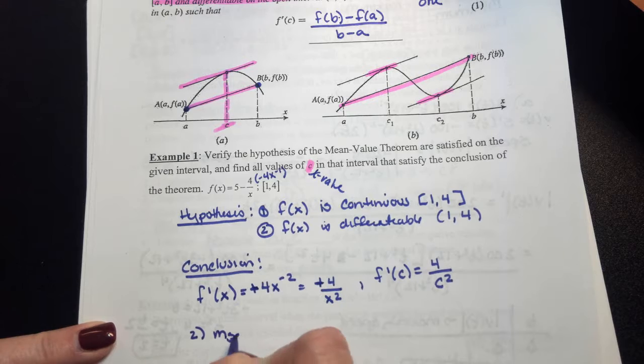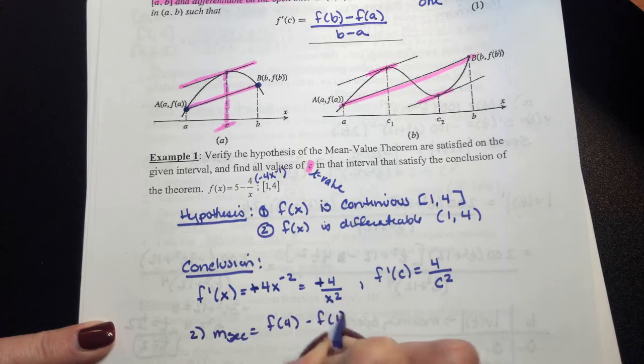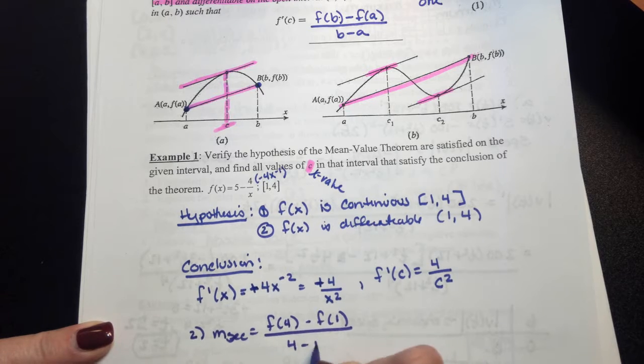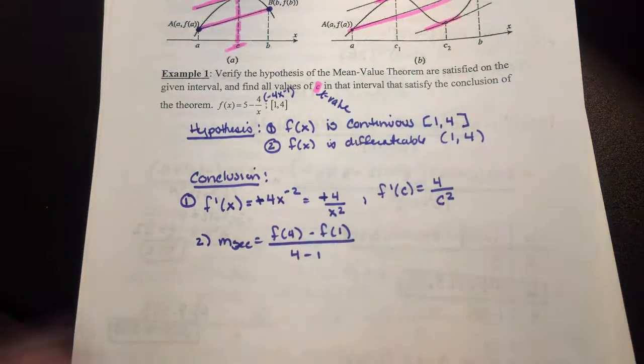So the slope of my secant line is going to be equal to f of 4 minus f of 1, all over 4 minus 1. It doesn't really matter which step you do first, 1 or 2. But you know you have to find the actual slope of the secant line, as well as the derivative.